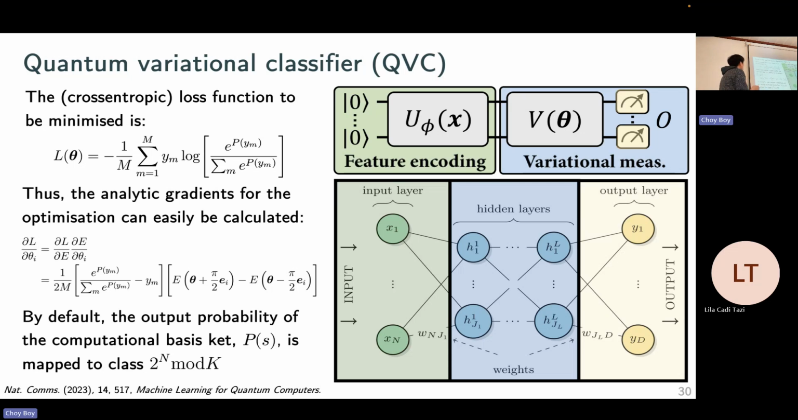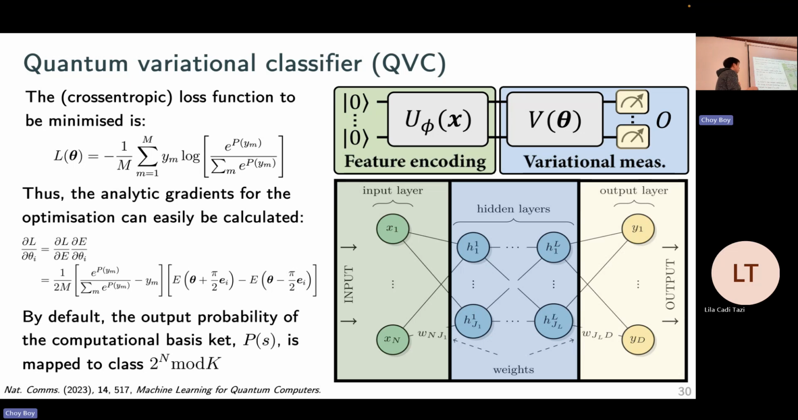So we can actually calculate the analytic gradient for this. Basically, we can separate this out using the chain rule. So this del L over del E is quite a standard form in classical machine learning. It's just the probability minus the class. And for this del E over del theta, we saw that it's just the same form as the parameter shift rule. So how do we encode the probabilities to the class that we want to predict?